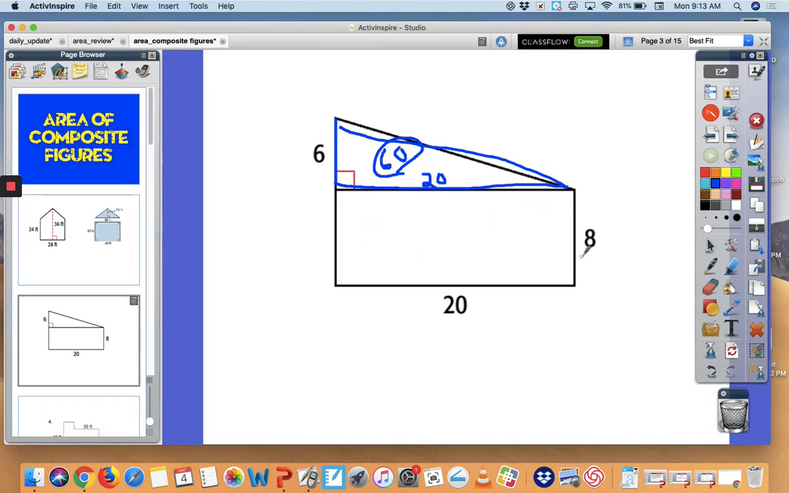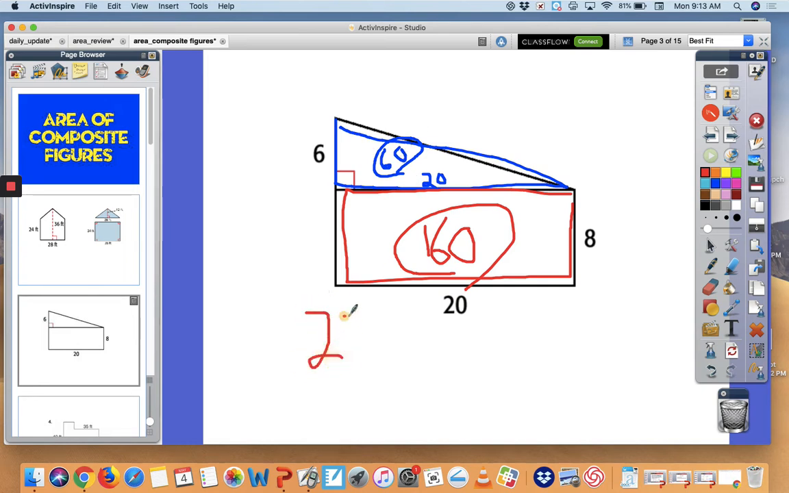Now the area of this rectangle down here should be easier. Here's the rectangle, and we have the length times the width. 20 times 8 is 160. Use a calculator, use the shortcut. 2 times 8, which is 16. Put the 0 on there. Now we have the area of the rectangle and the area of the triangle. When you add them together, you get a total of 220. That is your total area of that composite figure.